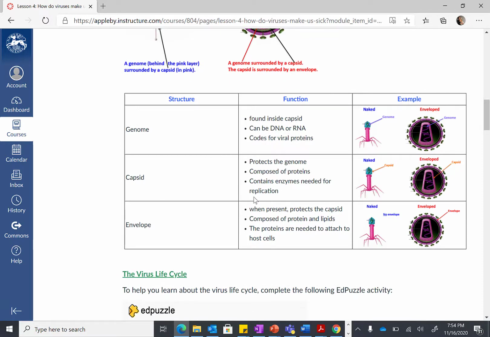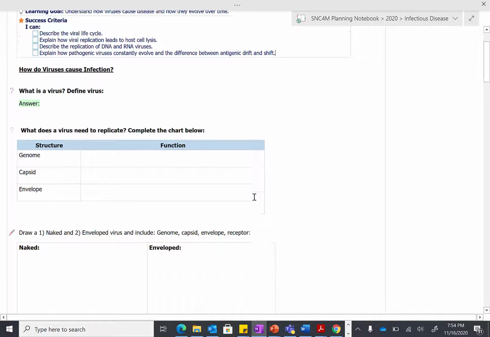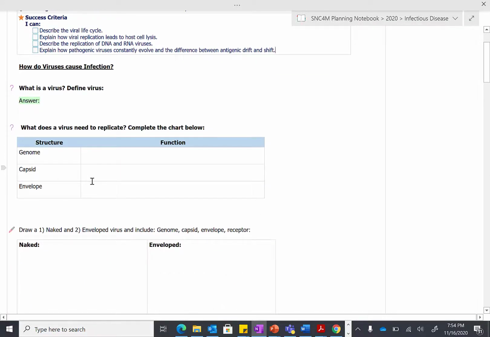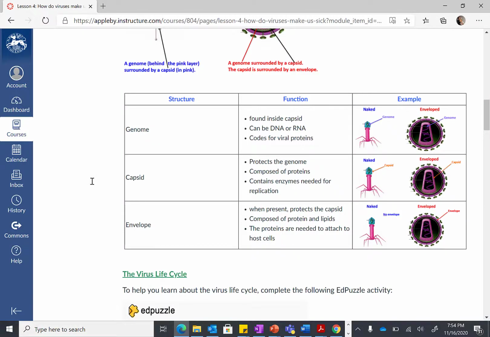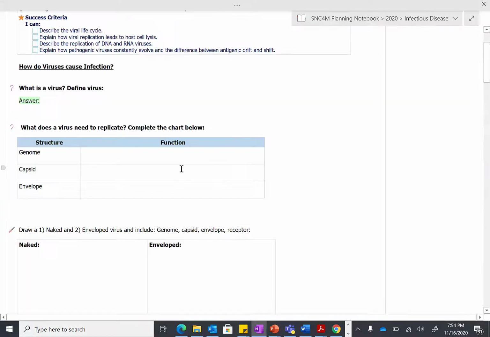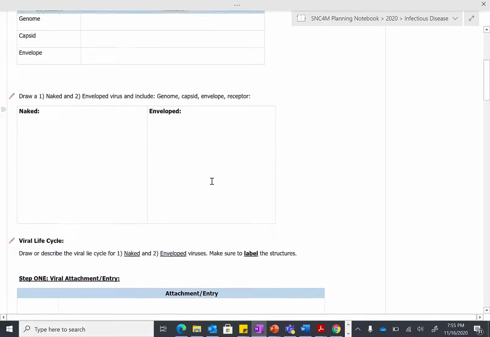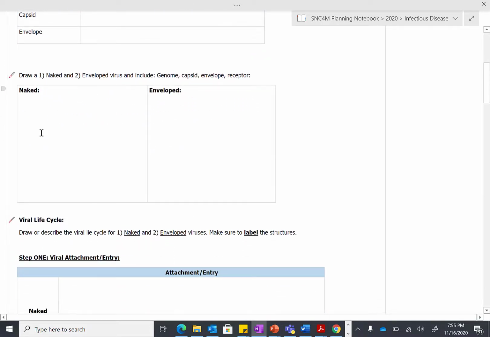So you have that chart here. You're going to use that to fill in your notes about the overall function of those 3 structures. And then I want to get into actually drawing out your viral life cycle. The very first part of that, though, is draw a simple example of a naked and envelope virus.